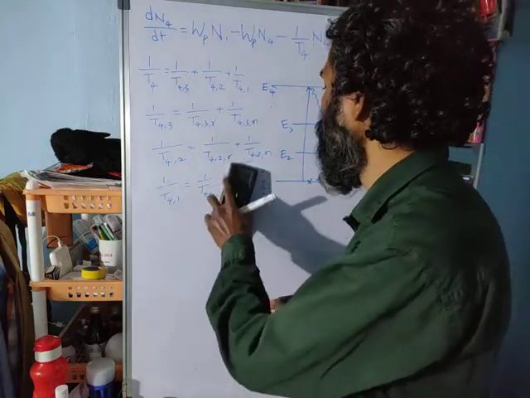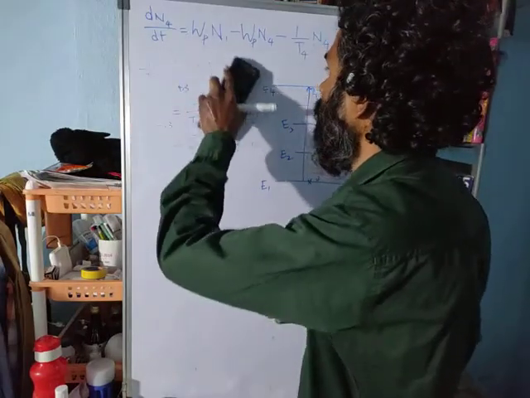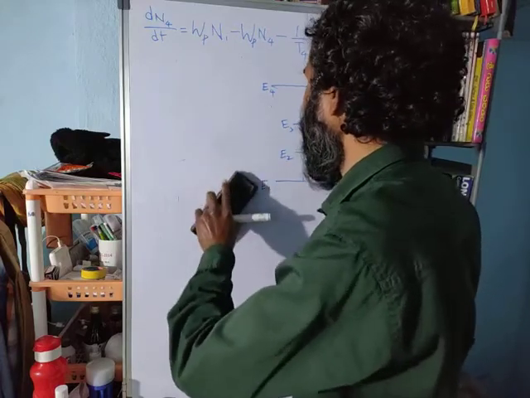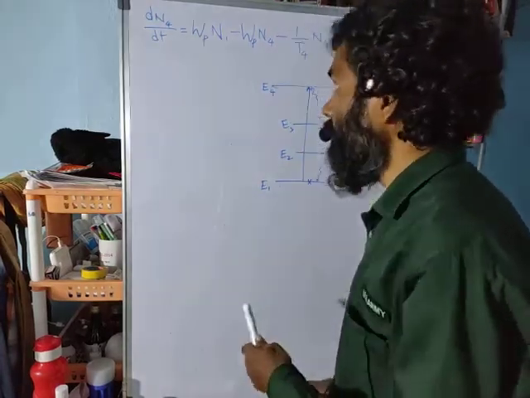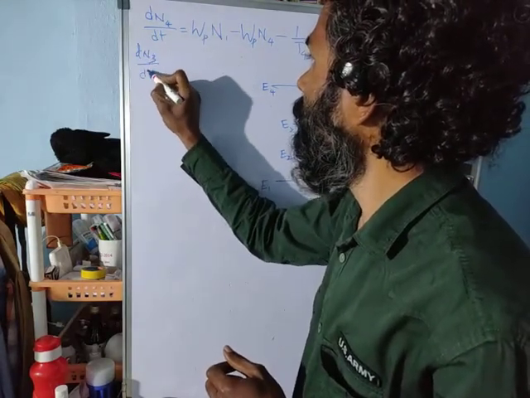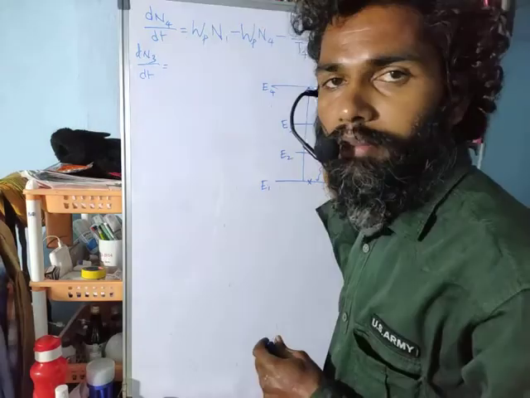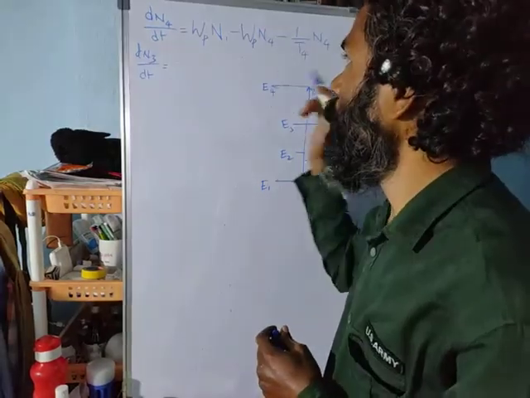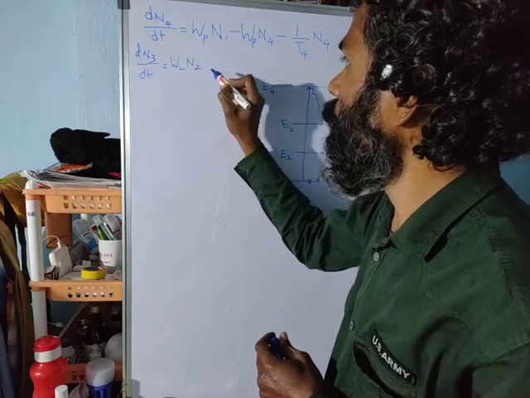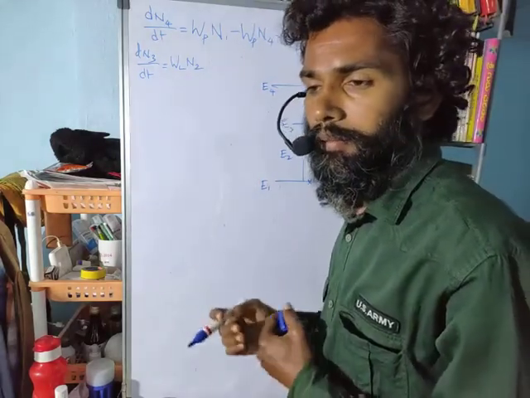So let me erase this and go to writing the rate equation for N3. So for the case of N3, we can write a rate equation as dN3 by dt is equal to, of course, this will change primarily because of absorption of the lasing photons. So we write something called W sub L, and it's proportional to N2. So if we have more N2s, then they will convert as N3s in a bigger way.